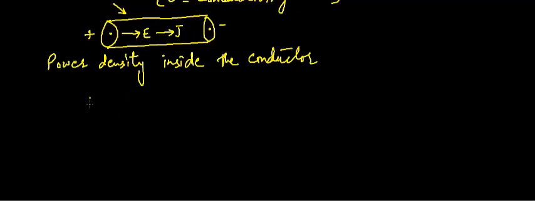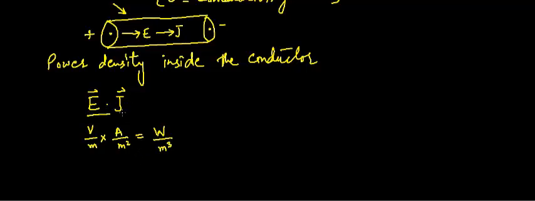You simply do the dot product of E and J, where E is a vector and J is a vector as well. So it's volts per meter multiplied with amperes per square meter. So that gives you actually what? Watts per cubic meter, right? So this is how you obtain the power density inside the conductor. So let us find out what it is actually.